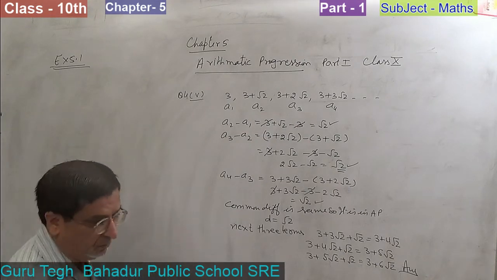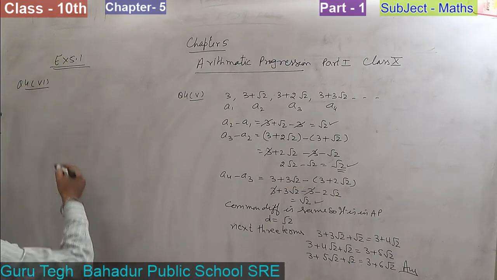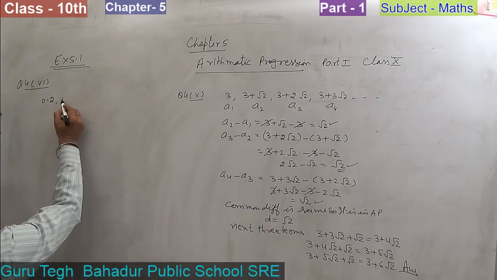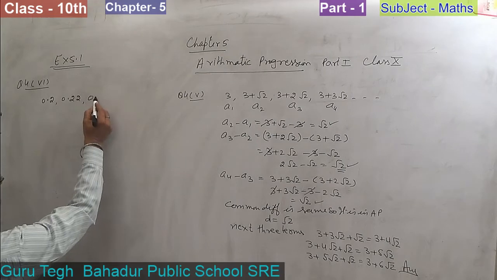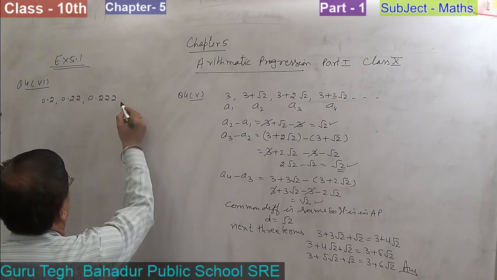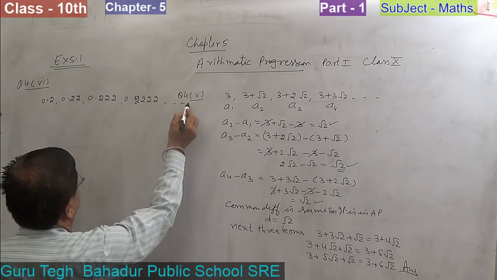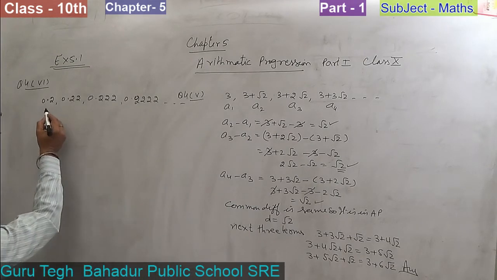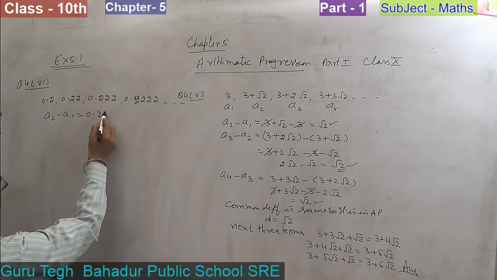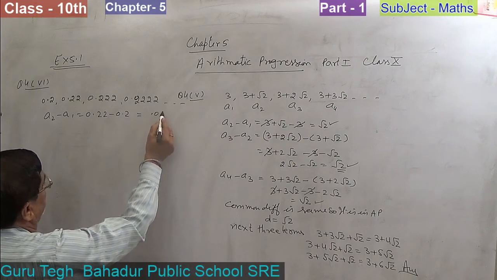Sixth part of question 4. Given that 0.2, 0.22, 0.222 and 0.2222. So A2 minus A1, 0.22 minus 0.2, so it will be what? 0.02.